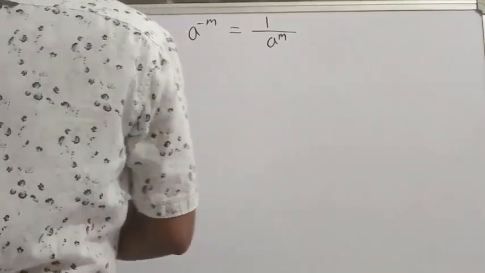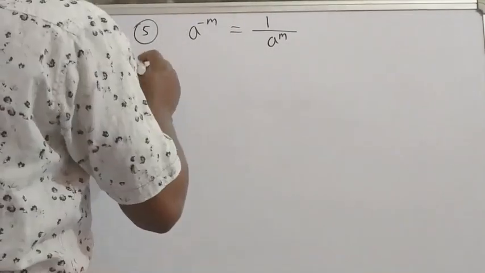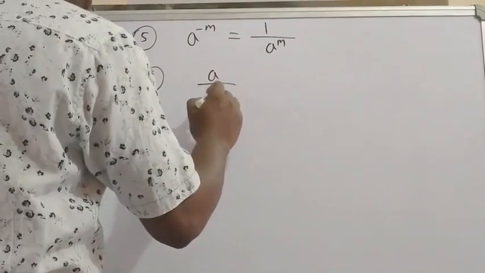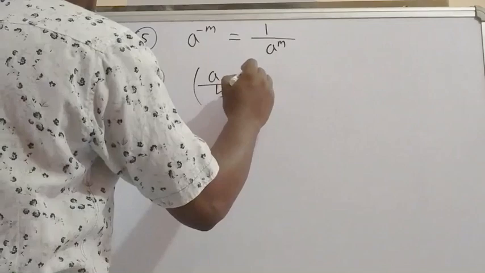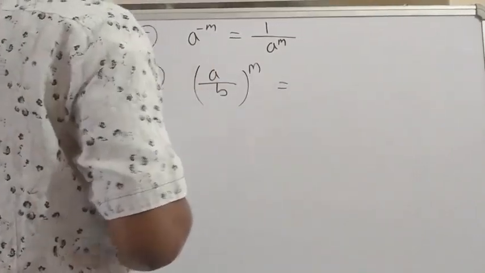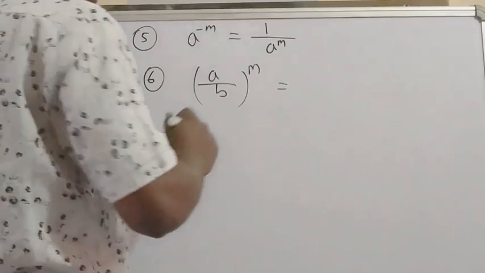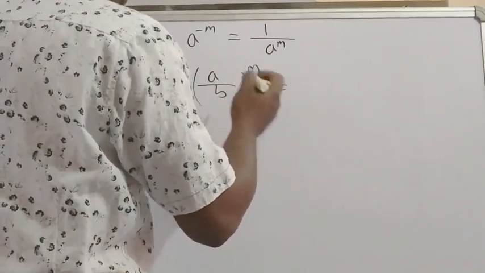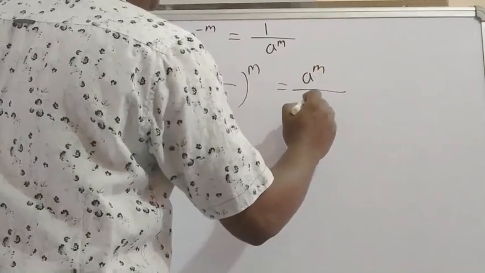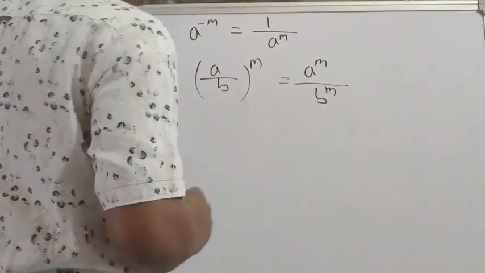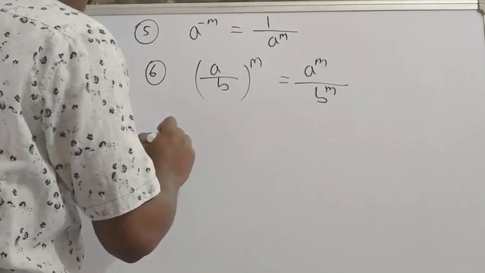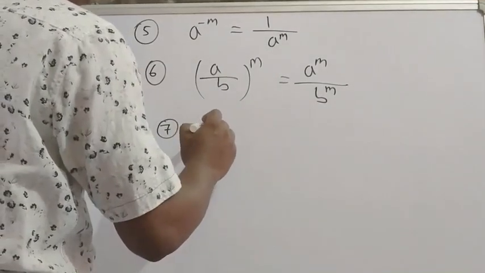Sixth one is, suppose a by b to the power m. Here the whole power is given. We can, in the formula, separate the power. We can write a to the power m divided by b to the power m. Understood? Now like this, seventh one, similar type.